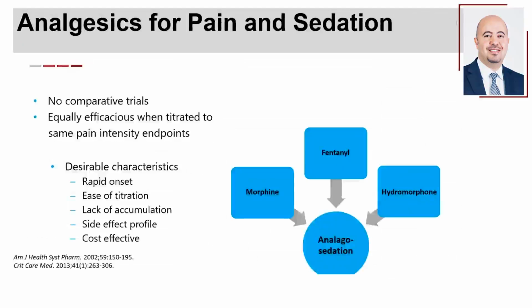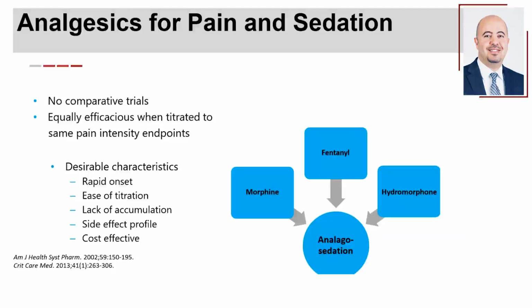الانالجيزكس for pain and sedation زي ما حكينا you might consider using just analgesic, it might be enough for some patients actually without using sedation. The most commonly used اللي راح نحكي عنهم هم morphine, fentanyl and hydromorphone. ما في comparative trials to compare them. All of them are effective when titrated. Some of them are more potent than the others, but if you titrate it, eventually they will reach the same point of pain control. None of them is ideal.